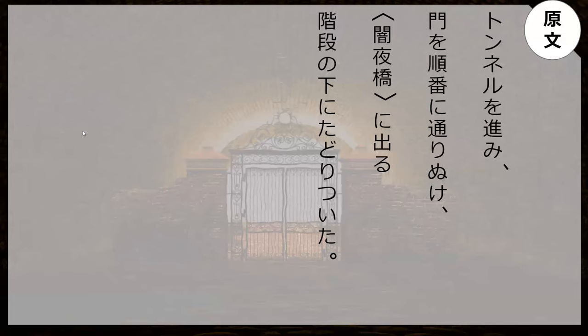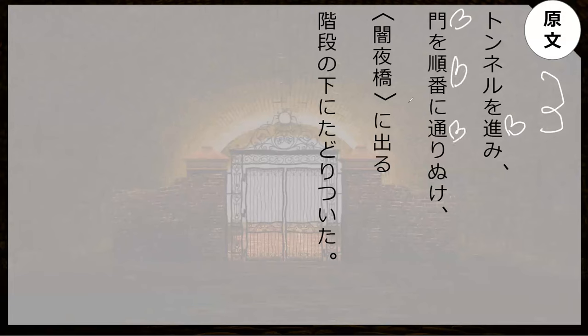You do that, so I'm skipping that. So let's go read the line from the book. トンネルを進み、門を順番に通り抜け、闇夜橋に出る。階段の下にたどり着いた。 But it's from tsuku. たどり着いた. We continue through the tunnel.